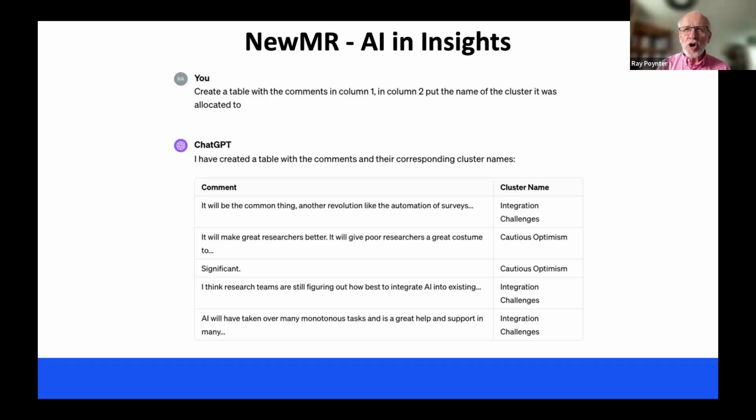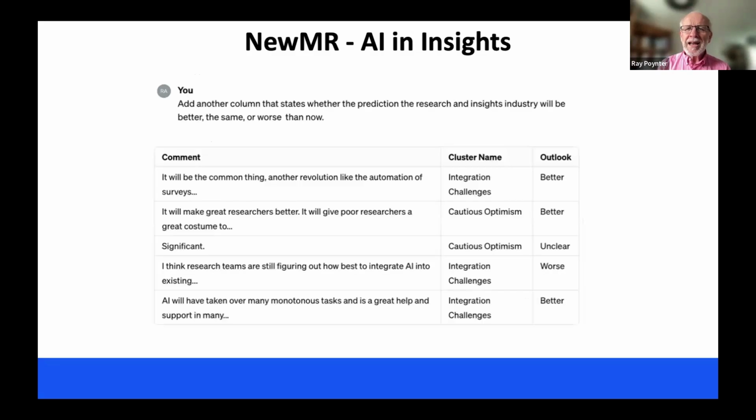Create a table with the comments in column 1. So this is the raw comments that I had uploaded. And in column 2, put the name of the cluster it's allocated into. And then in column 3, put a sort of sentiment analysis. But what I want is specifically, does this person think that the world in 2 years is going to be better? Is it going to be worse? Or is it unclear? And so we can get that sort of coding.